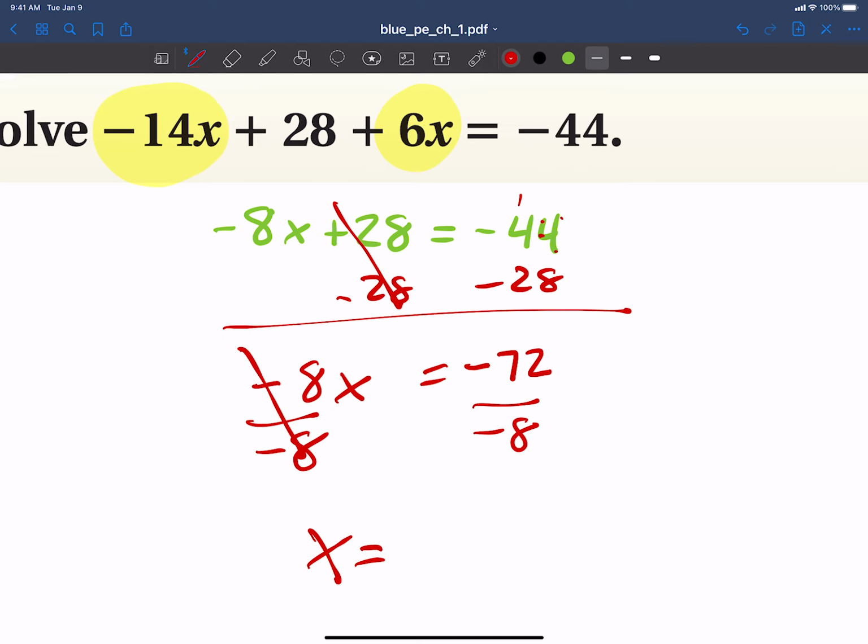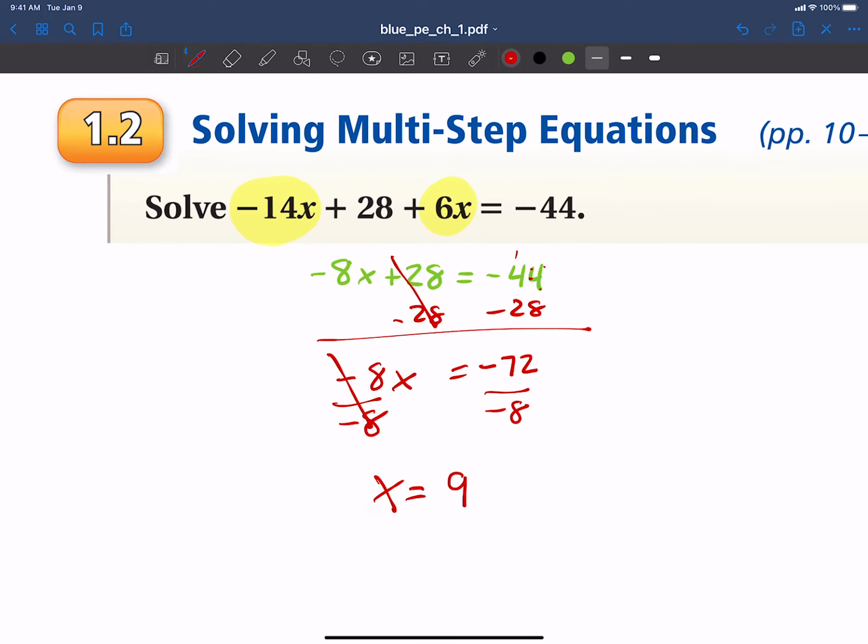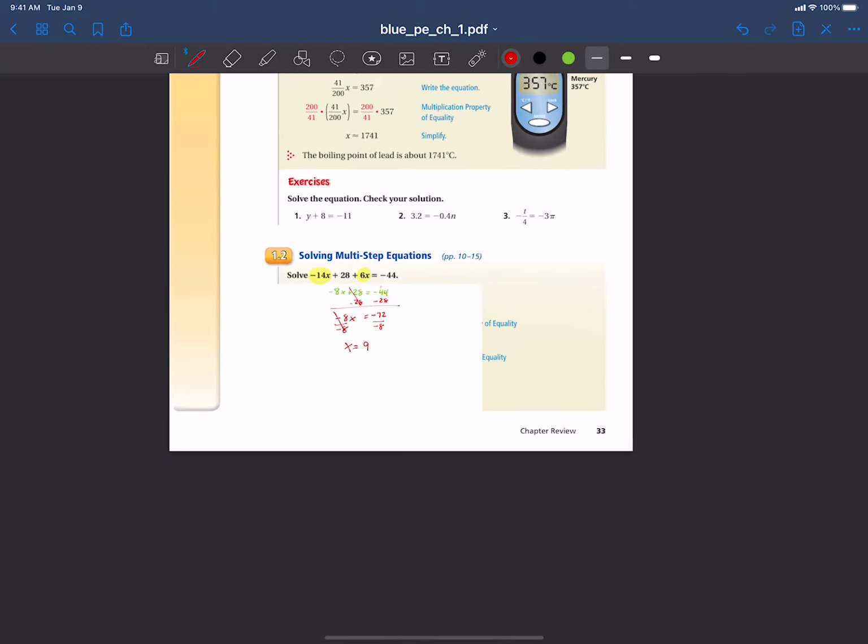Before you even tell me the answer, positive or negative? Positive, because two negatives make a positive. Good. Negative 72 divided by negative 8 is 9. X equals 9. Good job. Let's do a couple more examples and we'll go on.